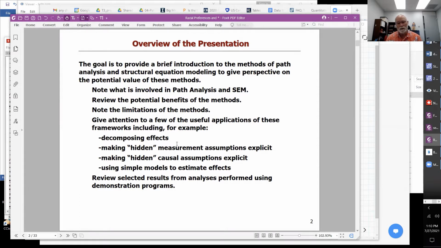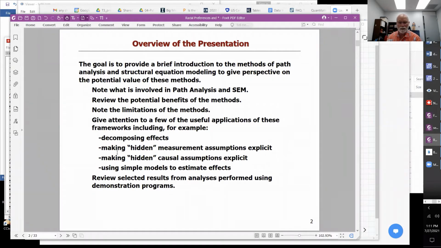And I'll zero in on a handful of things that have pretty wide appeal. One of those is to be able to decompose effects. You may or may not have heard of that expression before, but often we are curious about how a given variable affects another variable. And within this framework, that may involve a number of subcomponents. The framework allows you not only to identify the subcomponents, but also to put quantitative estimates, including confidence intervals, around those components.